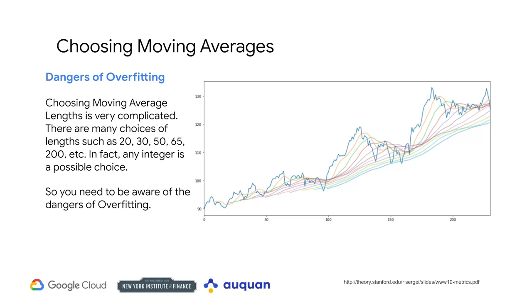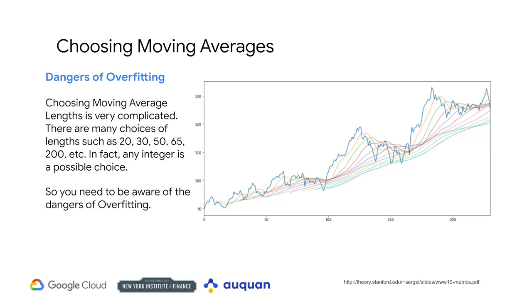Choosing moving average length is very complicated. There are many choices of lengths such as 20, 30, 50, 65, 200, etc. In fact, any integer is a possible choice. So the tendency is to look at the chart and find the 2 moving averages that seem to fit the given chart nicely, and then use that as a trading strategy for all stocks or even for the same stock in a future time period.